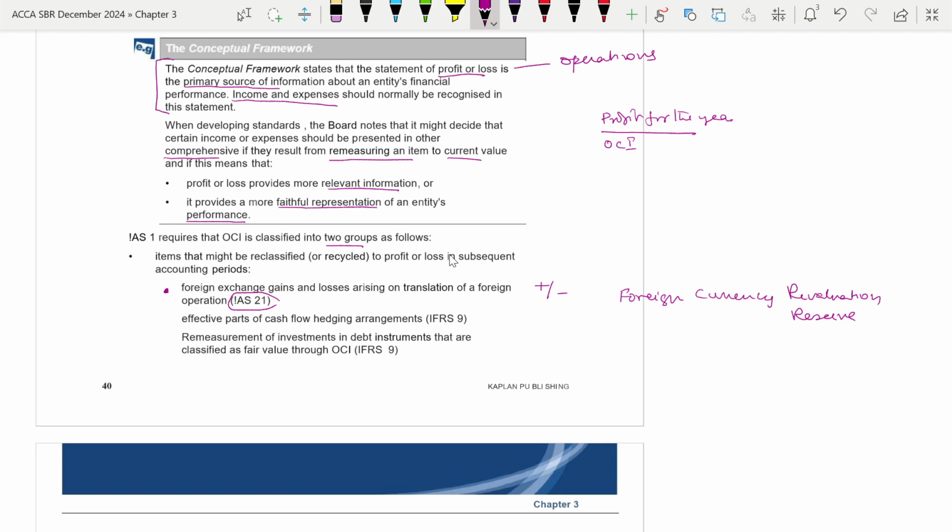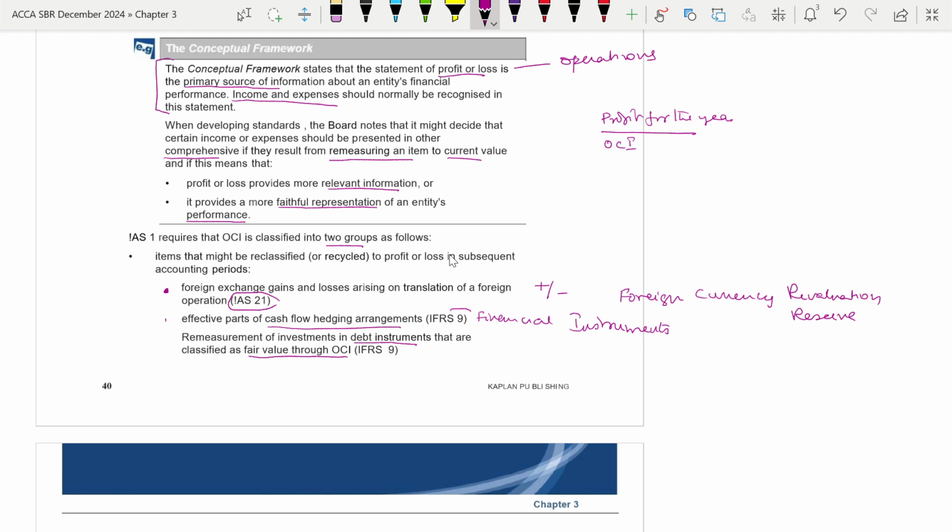fluctuations in the currency. Effective parts of cash flow hedging arrangements. Is that IFRS 9? It is financial instruments, stock markets, okay? Stock shares will be there. You are talking about part of the hedging. I'm just giving you an introductory aspect. I'm not talking about it in detail. When we are starting IFRS 9, we'll cover hedging. Remeasurement of investment in debt instruments that are classified as fair value.